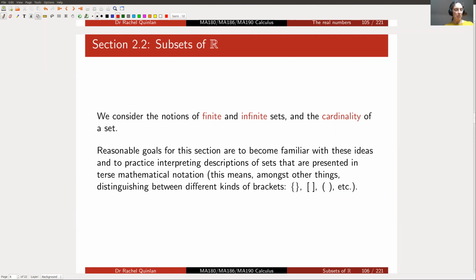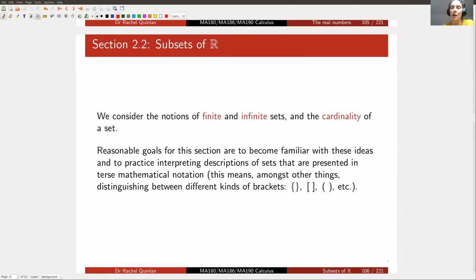Okay, so in section 2.2, we're going to talk about finite and infinite sets a little bit, although really we're going to be talking more about infinite sets next week. So I suppose, again, here, there's a bit of notational detail to pay attention to that can easily trip us up if we're not careful about it. And apart from that, a lot of the things I think in this section are probably already familiar to everyone.